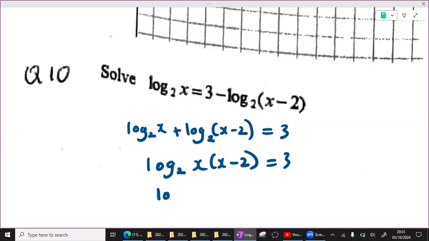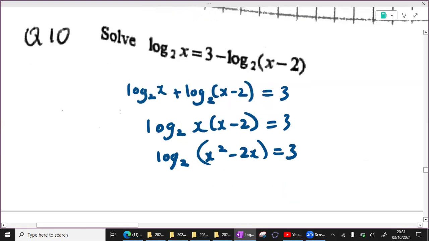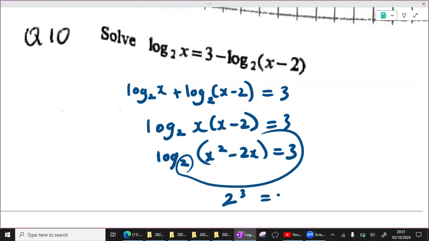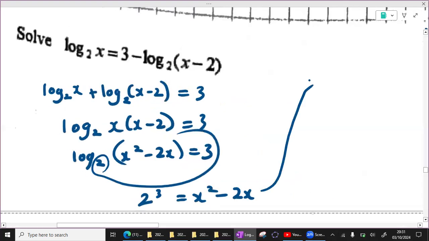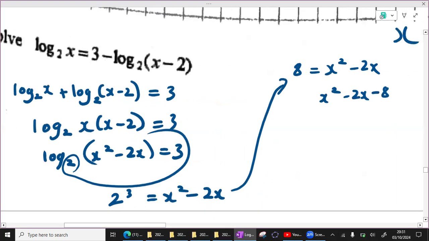So I'll just tidy that up. So that's x squared minus 2x. Now, there's a log here and I want to get at that x, so I do my snail on it. So 2 to the power 3 is equal to x squared minus 2x. Now, 2 to the power 3 is the same thing as me saying 8. So bringing it all to the one side, and then I basically solve.